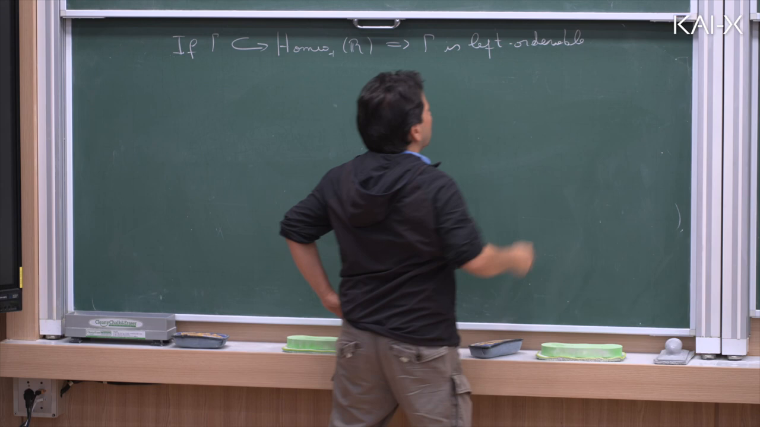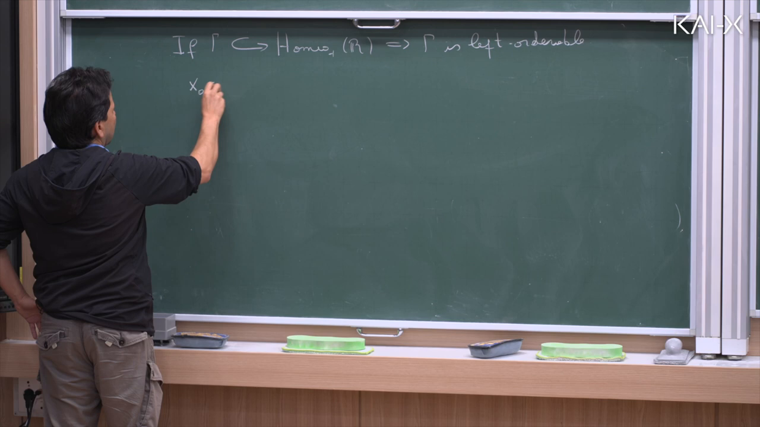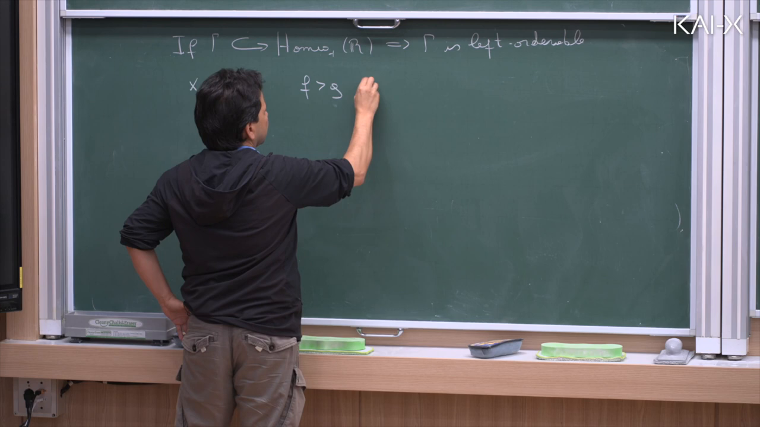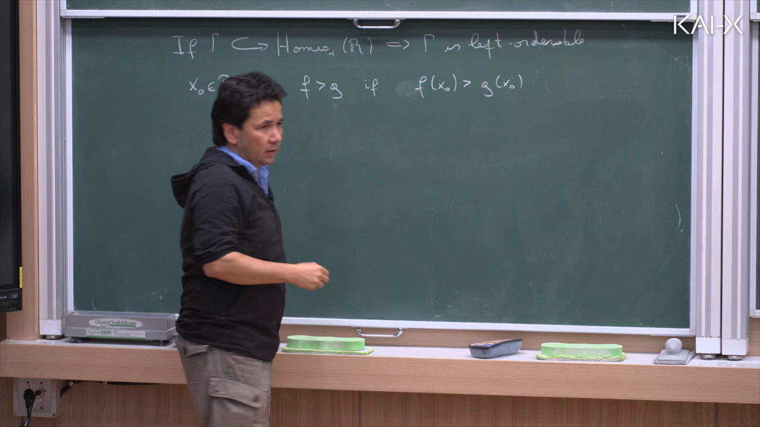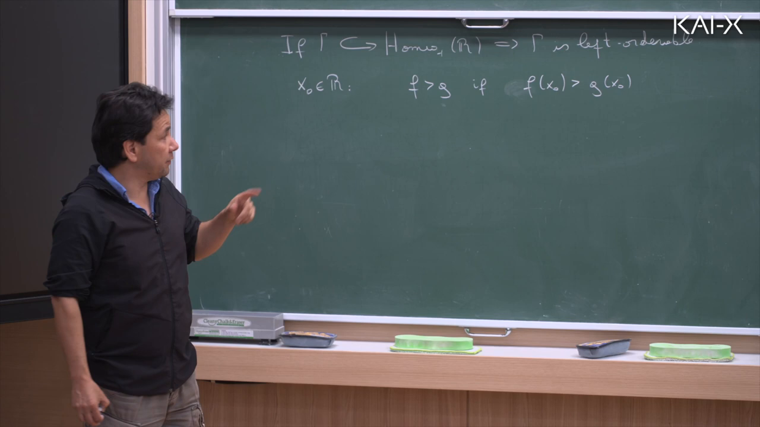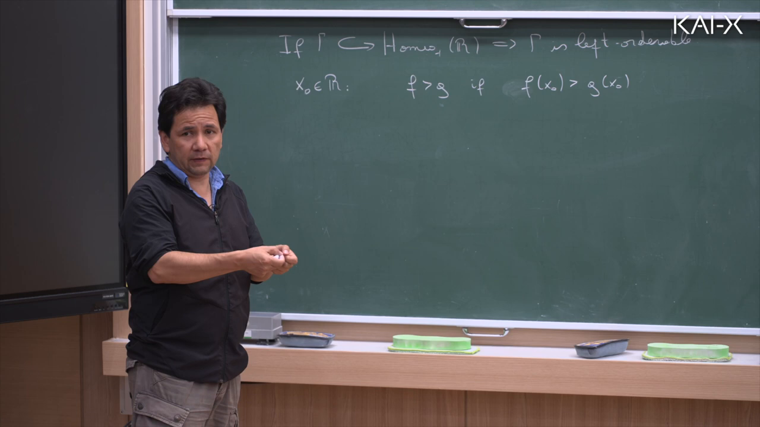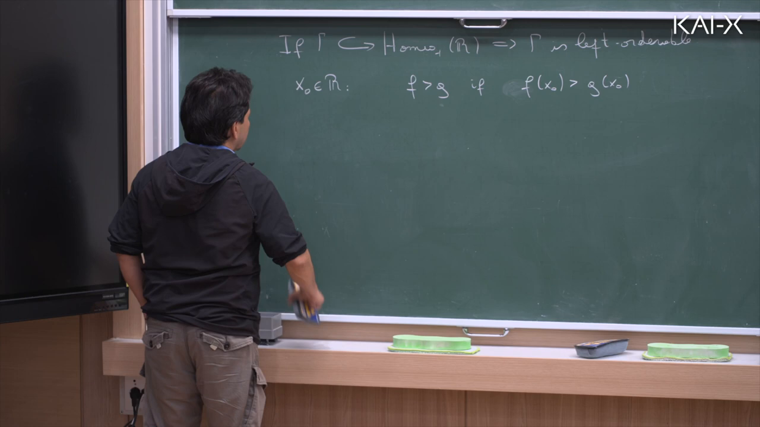And one way to order a group is the following. You just fix a point x naught on the real line, and you declare that f is larger than g if at this point the image of f is larger, as real numbers, than g of x naught. Okay? This is an order, but the problem is that this order may fail to be total, because it may happen that two elements which are distinct fix a point. Okay? So instead of doing this, instead of taking only one point, I will take a sequence of points.